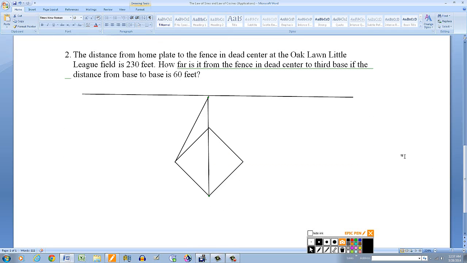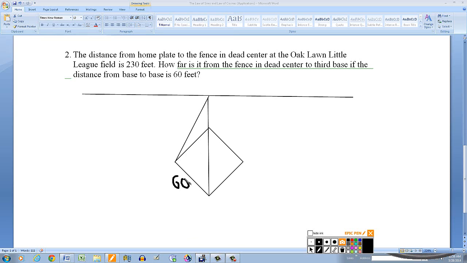Okay, so I haven't loaded the diagram here. So this line that I have back here, that's the fence. Okay, so this is your diamond. This is home plate right here. This is first base, second base, and over here is third base. Okay, and the distance in this diamond, the distance from base to base is 60 feet. So this is 60 feet.